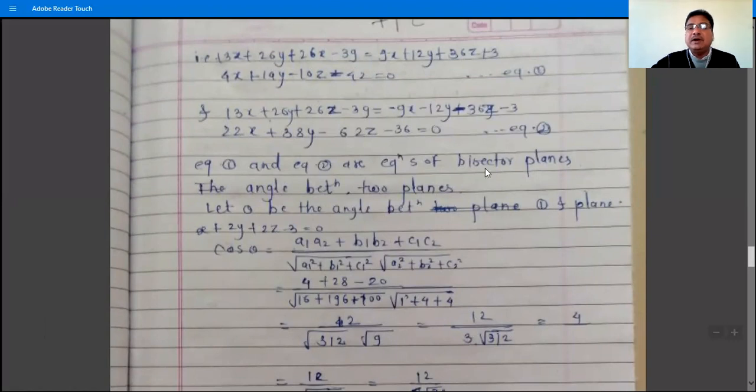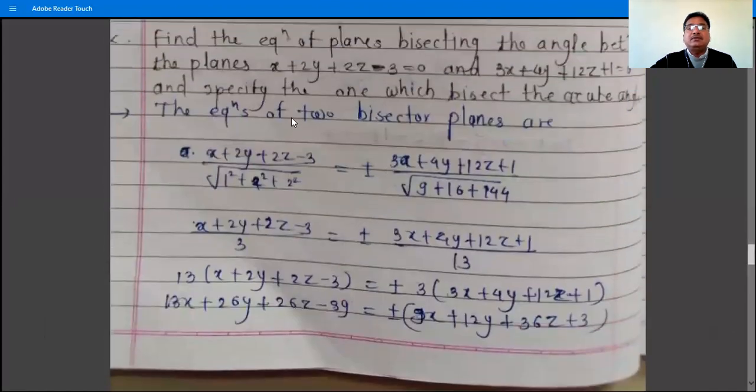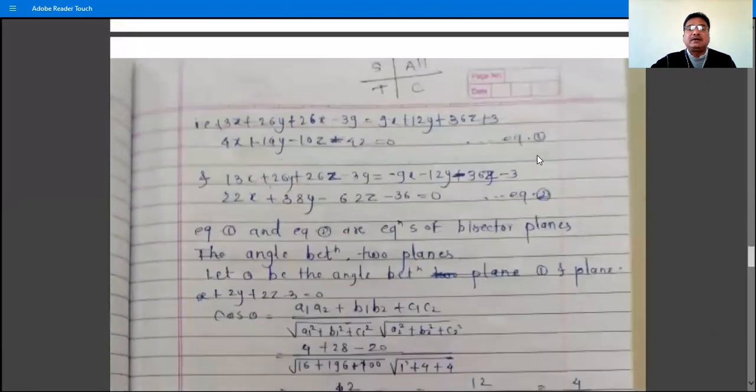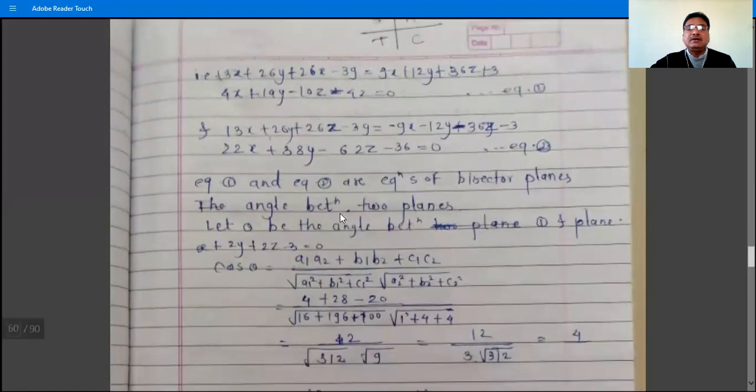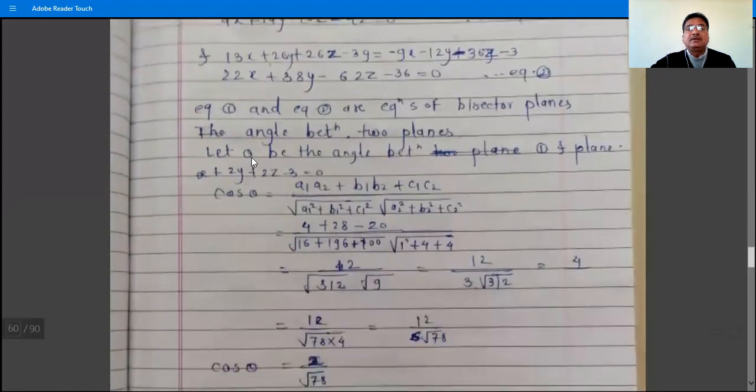And then equations 1 and 2 are the equations of the bisector planes. Then these equations 1 and 2 are the two bisector planes. One of them bisects the acute angle and one of them bisects the obtuse angle. Okay. So the next question is what? We have to identify which of these two planes bisects the acute angle: either the first plane or the second plane.